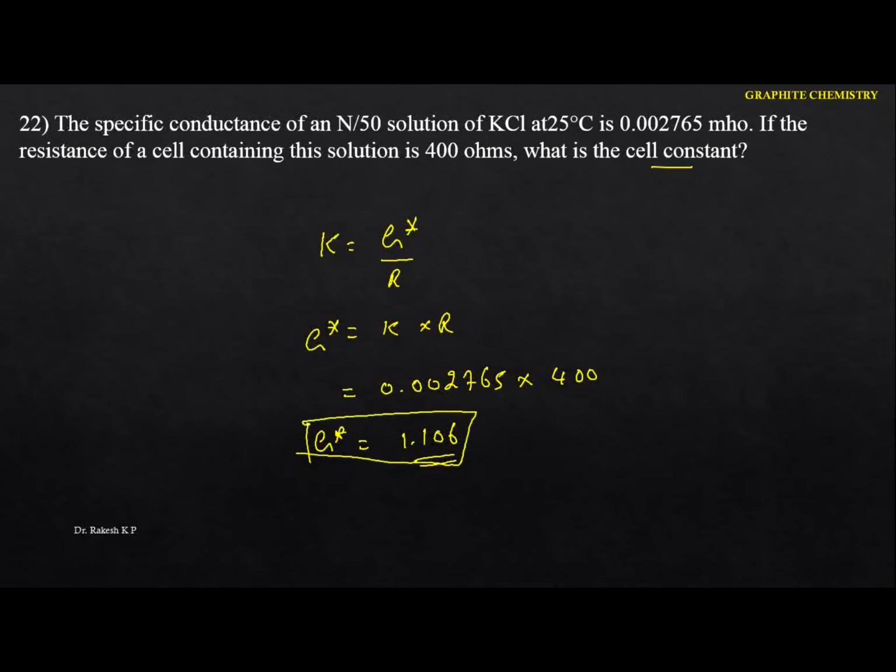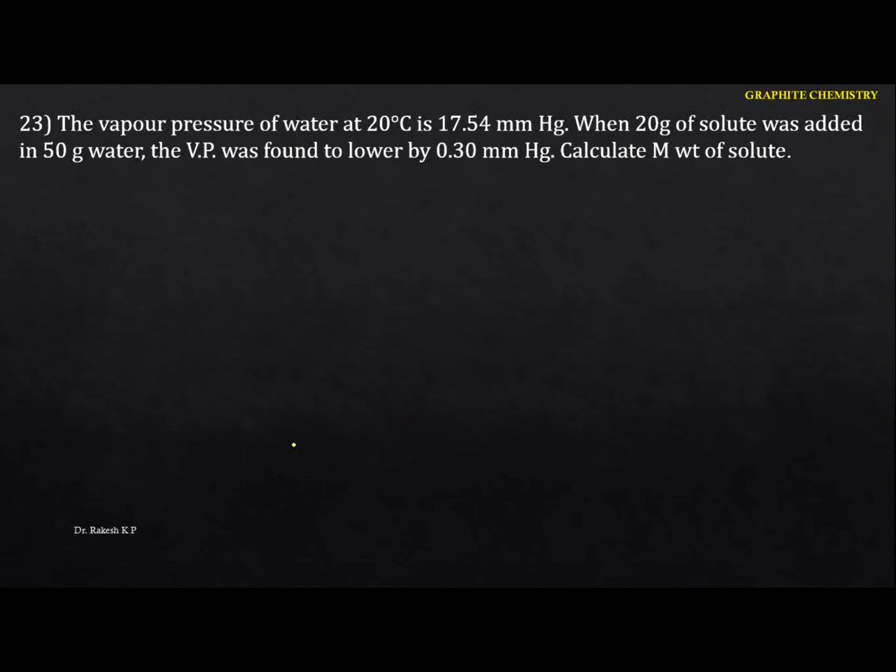Okay, next one. The vapor pressure of water at 20 degrees Celsius is 17.54 millimeters of mercury. When 20 gram solute was added in 50 gram water, the vapor pressure was found to lower by 0.30 millimeters of mercury. Calculate the molecular weight of the solute. We know the relative lowering of vapor pressure and its relation to the molar mass of the solute: P naught minus P dash divided by P naught equals W2 into M1 divided by M2 into W1.